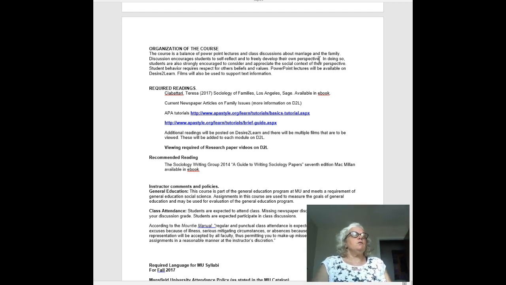You are required to find current newspaper articles, or news articles. That would be things like MSNBC or Fox News, as long as they're reputable sources. But the Washington Post and the New York Times are excellent sources, easy for you to access and available through the library.